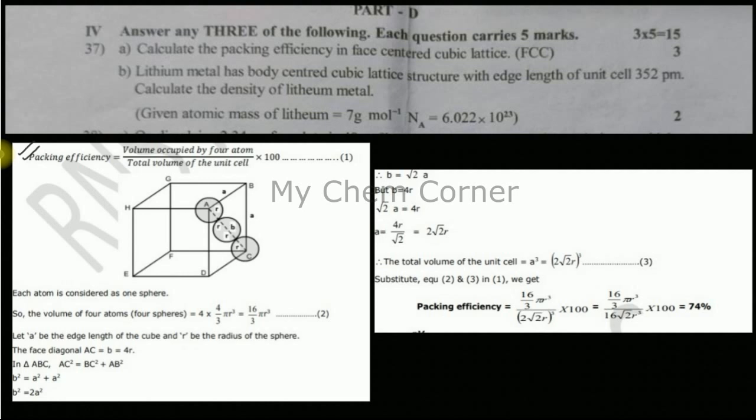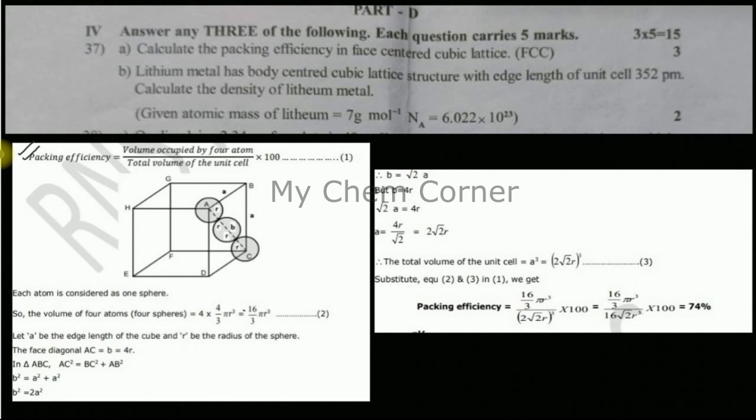So each atom is considered as one sphere. So we have one sphere here. Each of these spheres is considered as an atom. Therefore, the volume of all 4 spheres is what? 4 into 4 by 3 pi r cube. Volume of one sphere is 4 by 3 pi r cube. But because this is an FCC, 4 atoms are there.